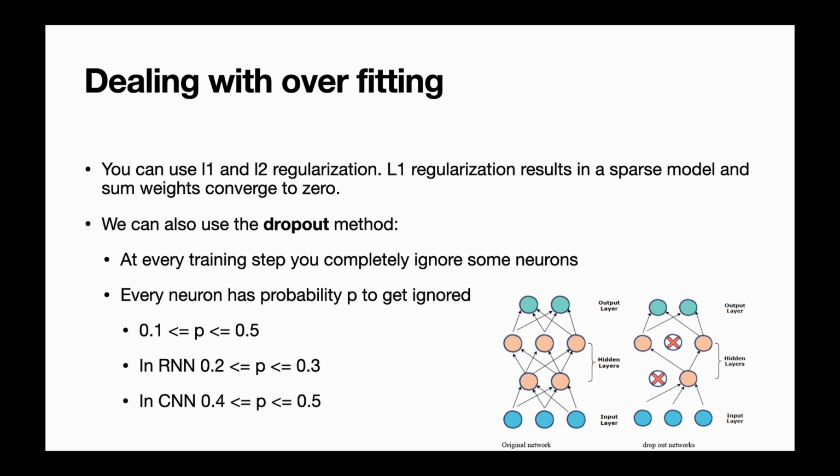It's a genius way to deal with it. We haven't touched on recurrent neural networks or convolutional neural networks yet, but for those two types of architectures, usually this p, the probability of freezing any of the neurons, is between 0.2 to 0.3 for RNNs and 0.4 to 0.5 for CNNs. Again, this is an amazing, wonderful way to avoid overfitting, and it's being used in practice a lot.